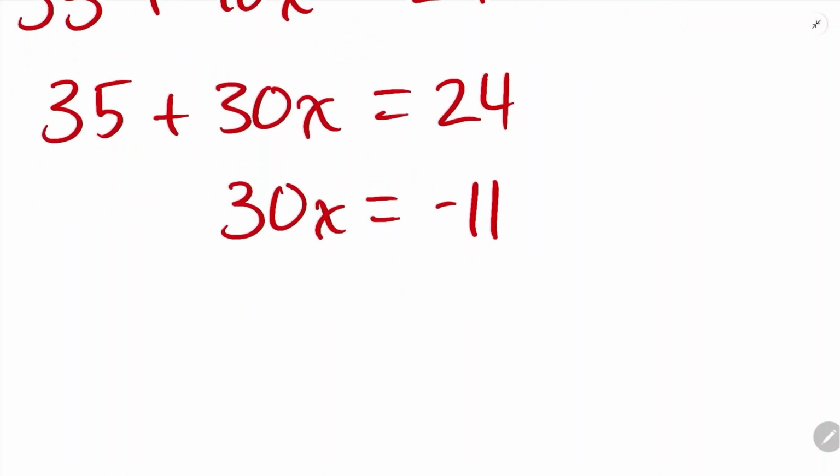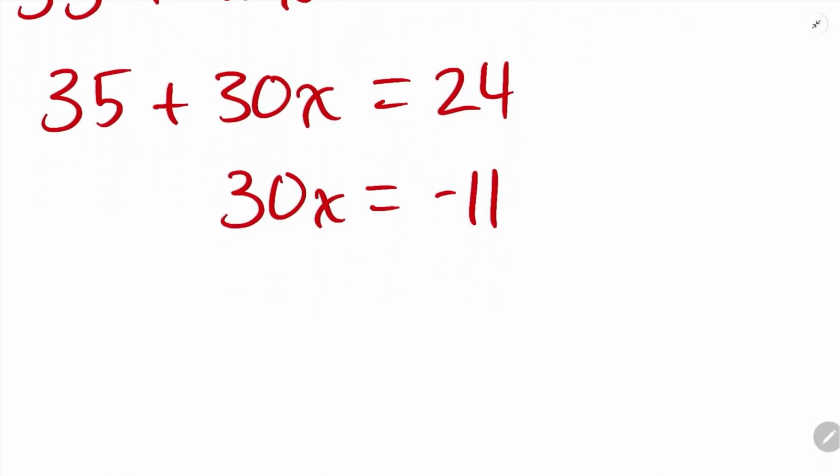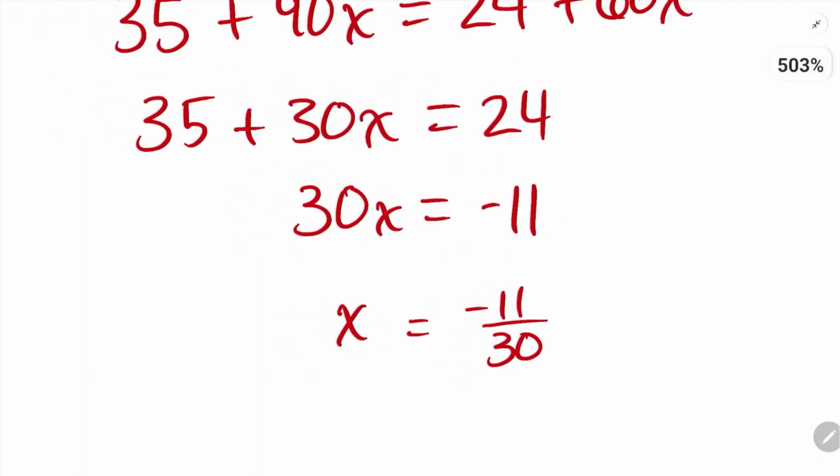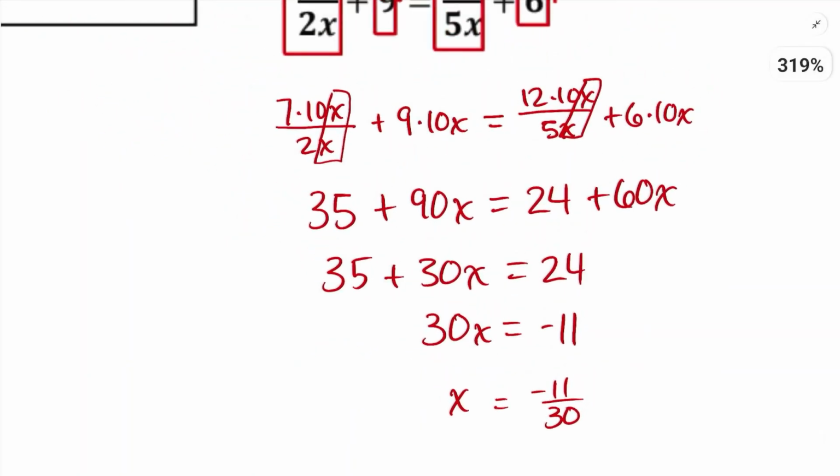As a final step, I need to isolate x. So I'm going to undo this multiplication by 30, and I'm going to accomplish that by dividing both sides by 30. When I divide this side by 30, I get x. And when I divide the other side by 30, I get negative 11 over 30. So both this side and this side were divided by 30. So it's gone. So my answer for x is negative 11 over 30.